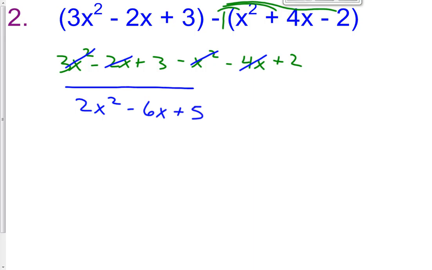An important thing to remember in this one is that x squareds can only be combined with other x squareds. x's can be combined with only other x's. And then our constant terms, which is just the numbers all by themselves, those only can be combined with other constants. So combining like terms means you're getting the like terms together.